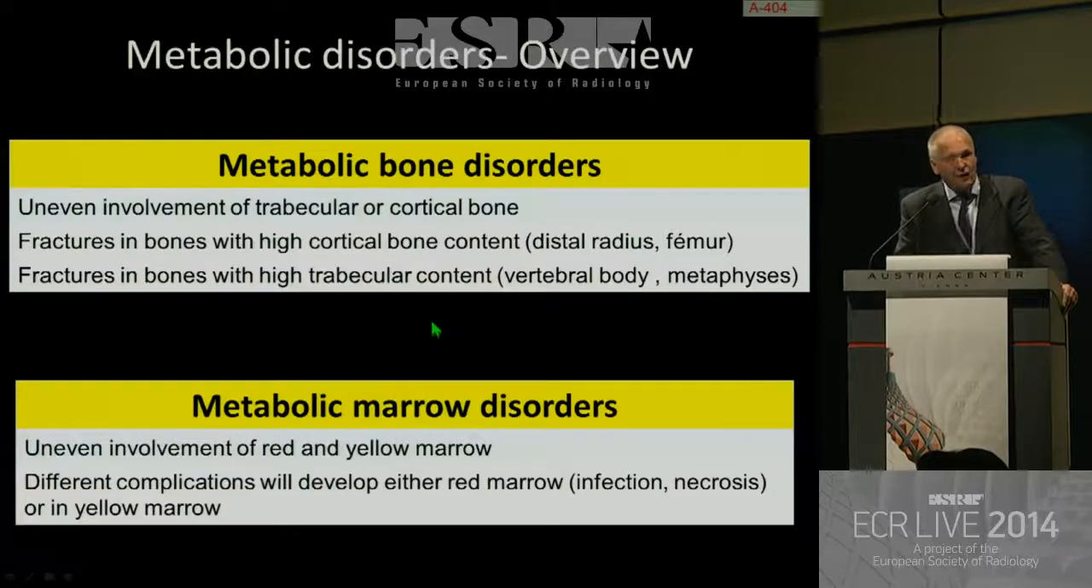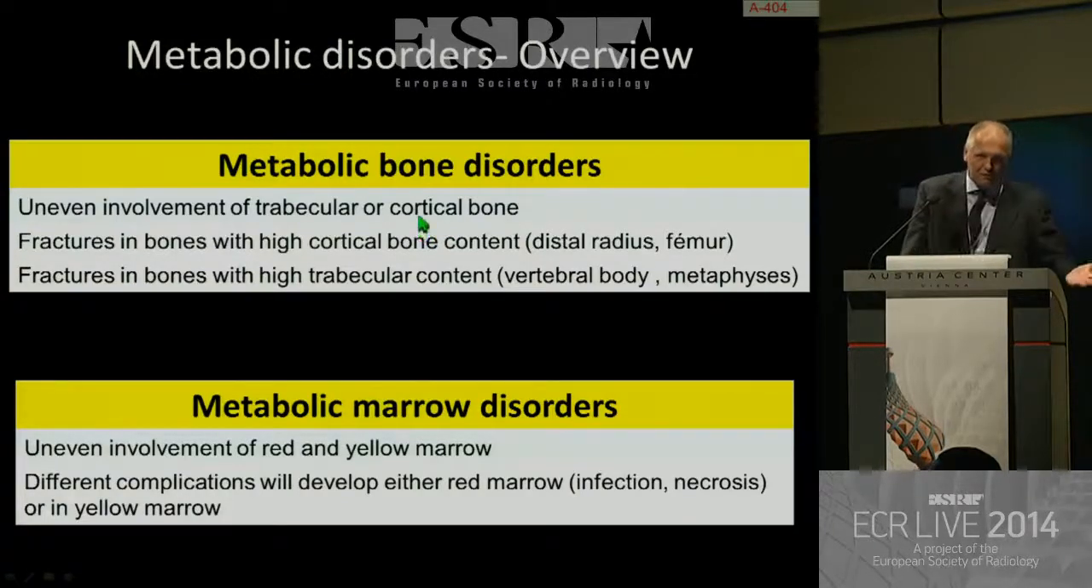Having said that, although these diseases involve the entire skeleton or the entire marrow, the involvement might be uneven, or it may predominate in the trabeculae, or it may predominate in the cortex. Well, if osteopenia predominates in the cortex, you will have a fracture of the femur. If osteopenia predominates in the trabecular bone, then you've got a spine fracture.